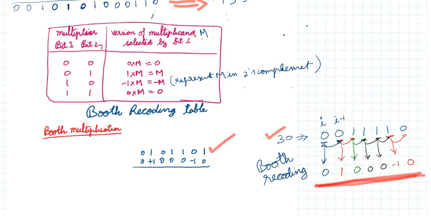So instead of 1, I can simply put plus 1, 0, plus 1, 000, minus 1, 0. So this is number 45. This is number 30 in Booth recoded form. Okay, now we keep writing.